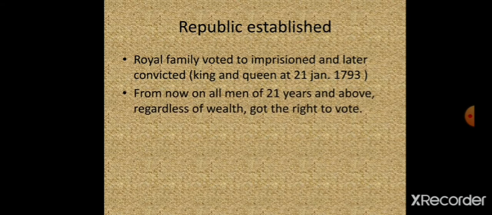From now onwards, when the Jacobins attacked the Tuileries and removed the king from there, they made France a full republic. From now on, all men above 21 years of age, regardless of their wealth, whether they are poor or rich, got the right to vote. Okay.